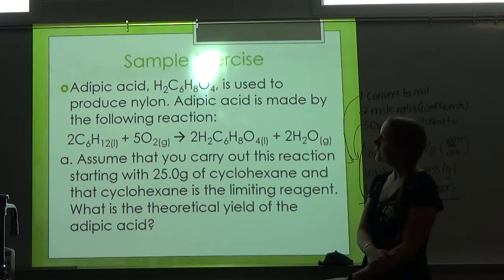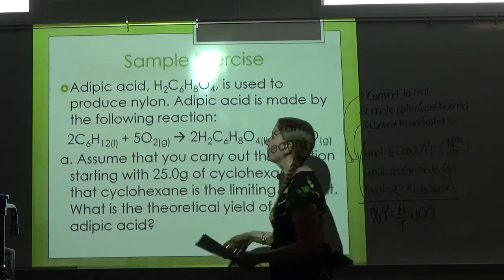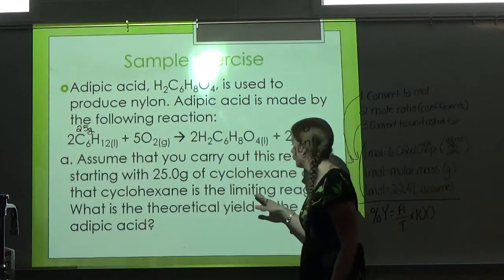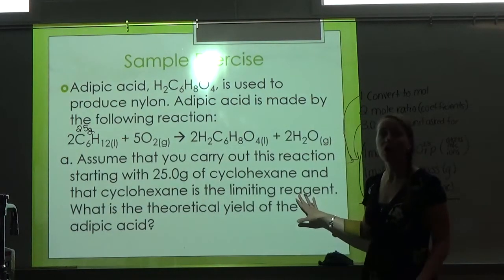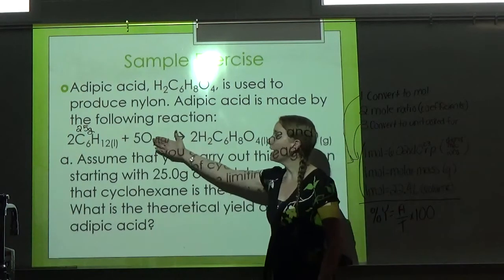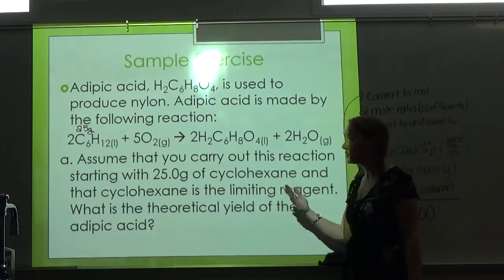So it says, adipic acid, which there's the formula, is used to produce nylon. Adipic acid is made by the following reaction. So here's my reaction. Assume that you carry out this reaction starting with 25 grams of cyclohexane and that cyclohexane is the limiting reagent. What is the theoretical yield of adipic acid? Alright, so on this one it's telling me I'm starting with 25 grams of cyclohexane. It tells me that cyclohexane is the limiting reagent. All that's telling me is I don't need to do a limiting reagents problem. It's telling me we have plenty of oxygen for the reaction to occur.